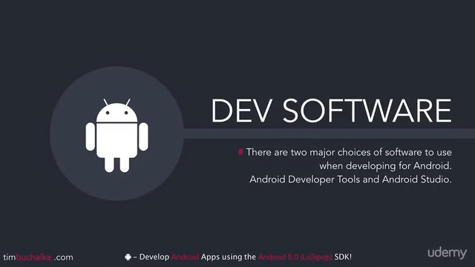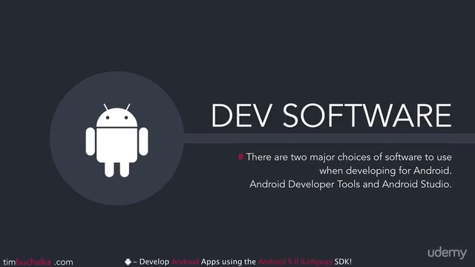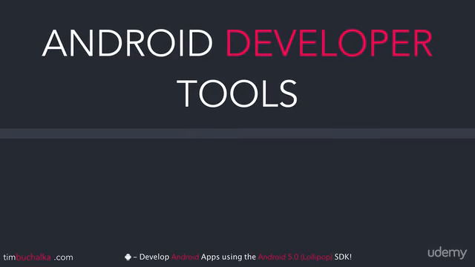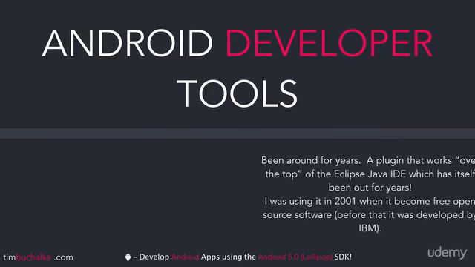Now, there are two major choices of software to use when you're developing for Android: Android Developer Tools and another product called Android Studio. We'll talk firstly about Android Developer Tools.